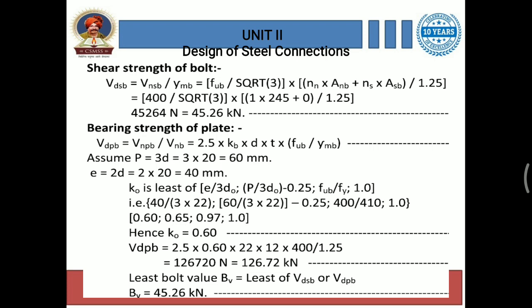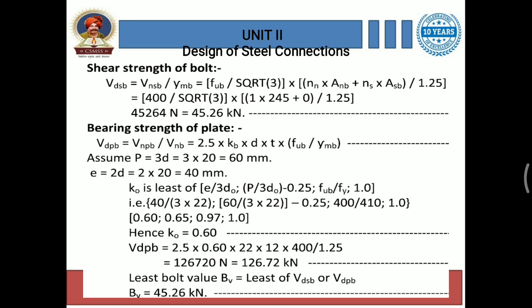K0 is the least of e upon 3d0, p upon 3d0 minus 0.25, or fub upon fy, and 1. These are the 4 conditions for the calculation of Kb. For Kb calculation, these are the 4 conditions from which you have to calculate the value of Kb, and we have to take the least value of these 4 for the actual calculation.